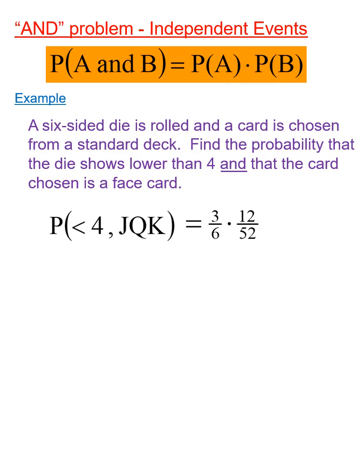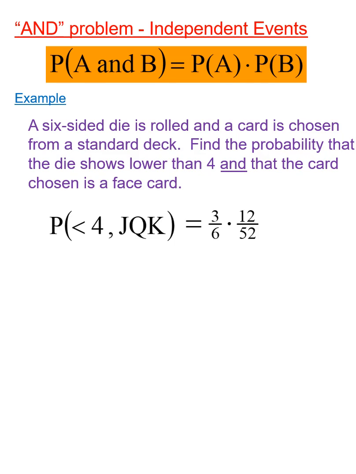3 out of 6, or 1/2, is the probability of rolling a 3 or lower, as prescribed by the problem. 12 out of 52 is the probability of picking a face card. You may not have this memorized, but it turns out that there are 52 cards in a deck, and 12 of them are face cards. 4 kings, excuse me, 4 queens, and 4 jacks.